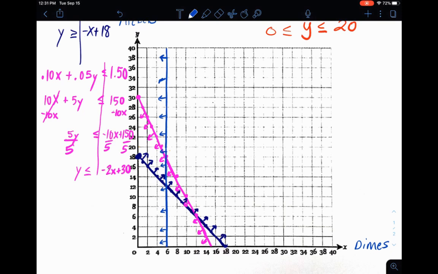And then the last thing is y is less than or equal to 20. So we talked just a second ago, horizontal line at 20. Above or below?